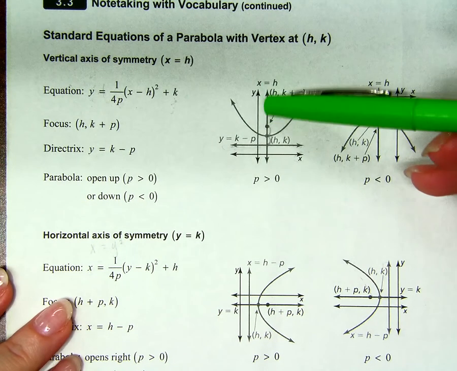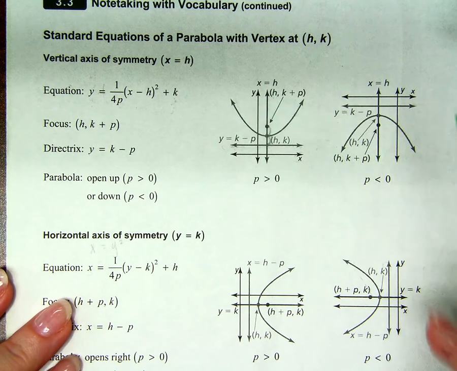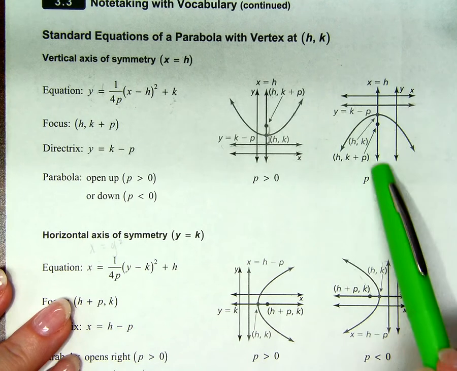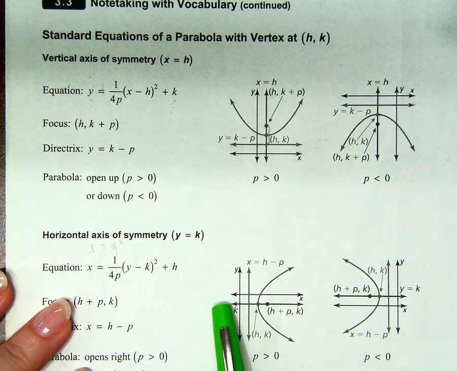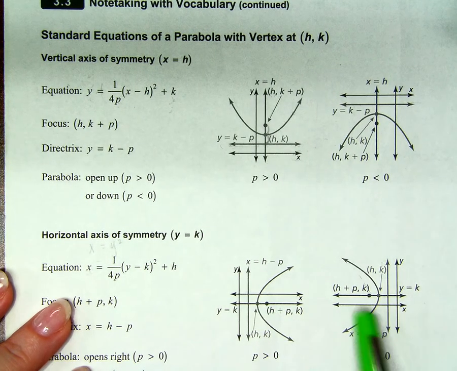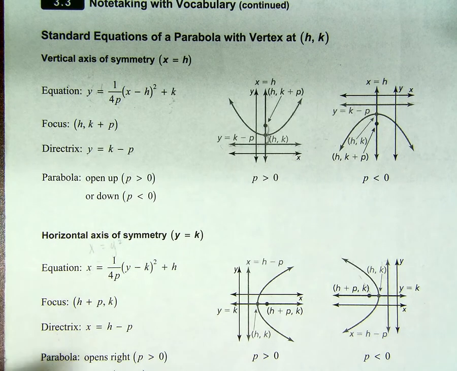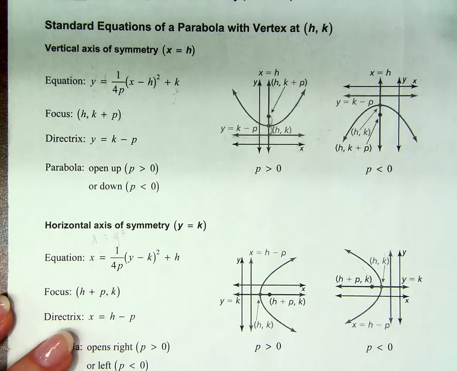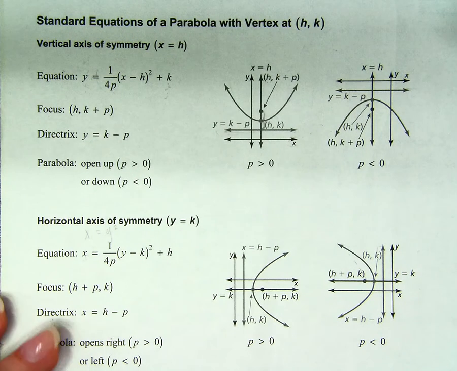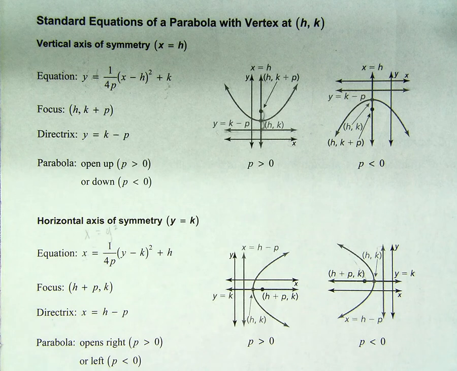Here's the axis of symmetry. There's the focus. Here's the axis of symmetry. There's the focus. Here's the axis of symmetry. There's the focus. Is it? Yeah, it is. The focus is always going to be on the axis of symmetry. Okay? The axis of symmetry always goes through the vertex and the focus. Any questions?